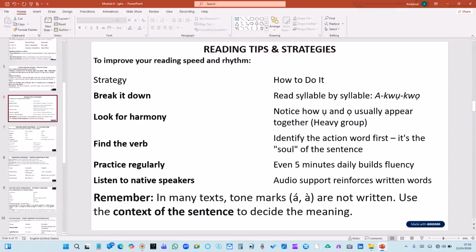Then number 3 strategy, find the verbs. Identify the action word first. It is the soul of the sentence. Then practice regularly, even 5 minutes daily builds fluency. Now listen to native speakers. Audio support reinforces written words. So always listen to native speakers. Remember, in many texts, tone marks like à and á are not written. So many a time the tone marks are not written. Use the context of the sentence to decide the meaning.